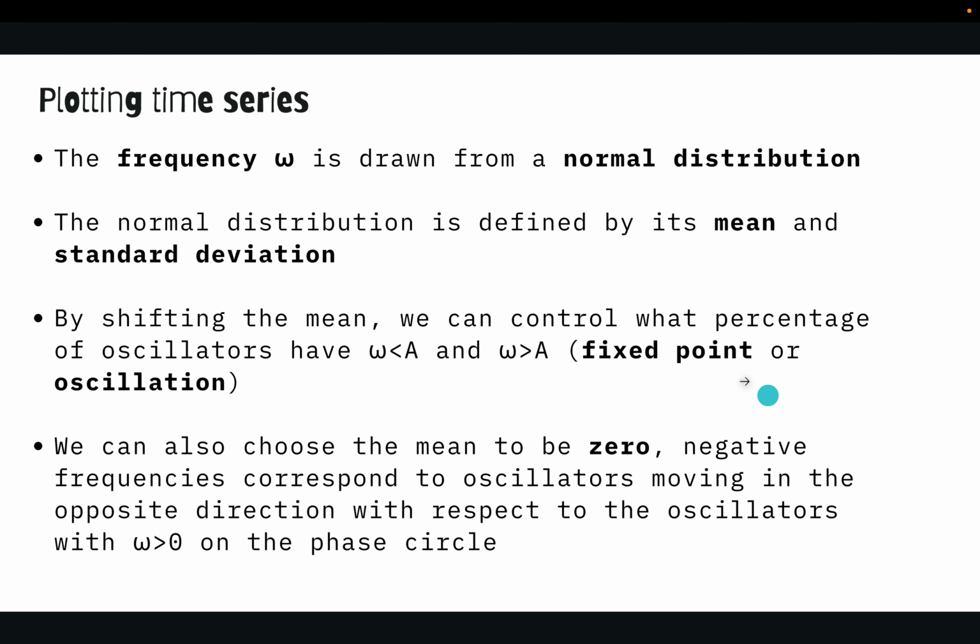So there's a peak at 1, basically. And yeah, you can shift the mean, of course. So you can control what percentage of oscillators have omega less than a and omega greater than a, if you know the value of a.